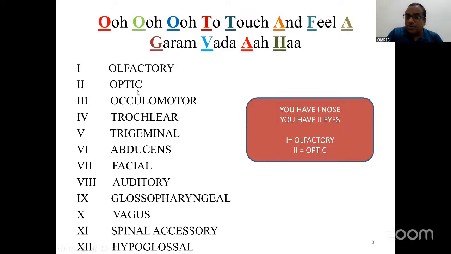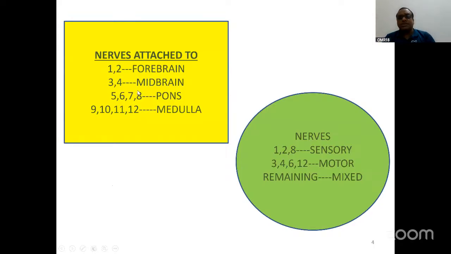So this is still not over. Now see this. These 12 cranial nerves from 1 to 12 we have discussed are attached to the brain. So our brain is here. In the brain, some are attached in the front part, some are attached in the middle part, and some are attached in the back part, the posterior part, you can call it.